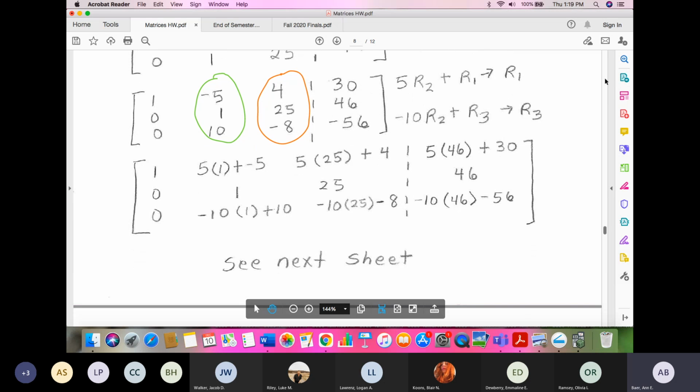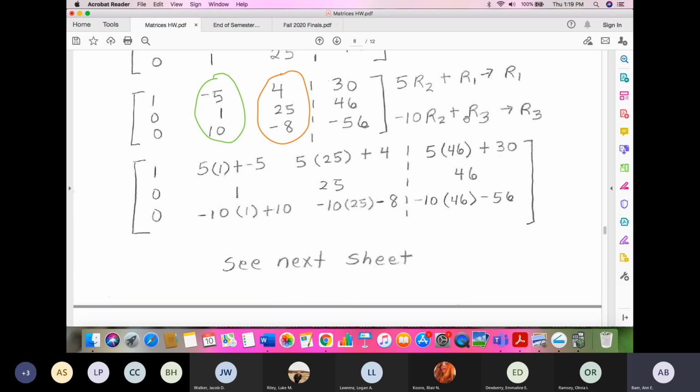So let's apply the row operations. Now, what changes? We're going to put something in the new row 1 and in the new row 3. So that means this is going to change and this is going to change. The 1 in the middle doesn't change, so let's just copy it over: 0, 1, 25, 46.